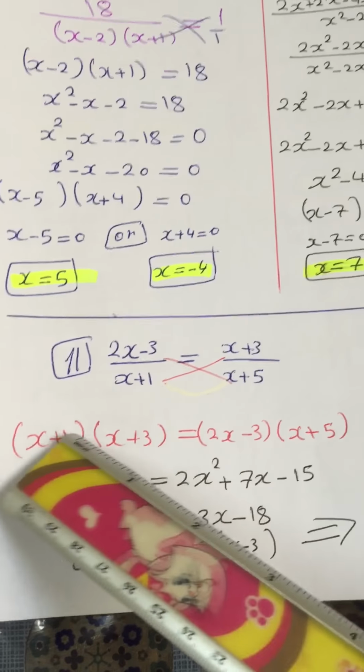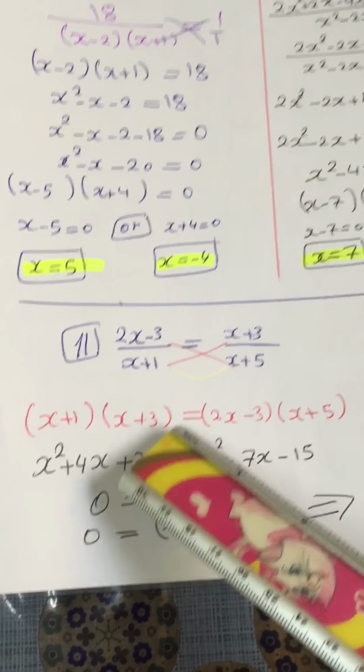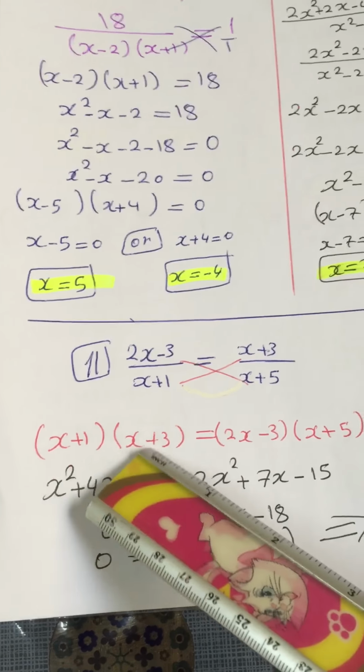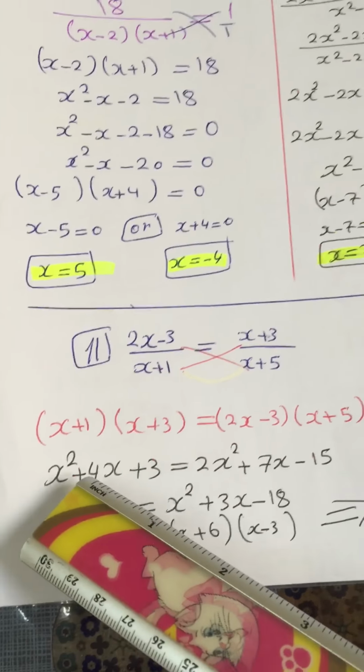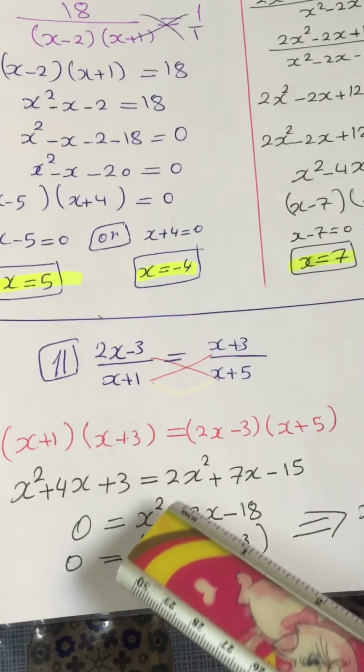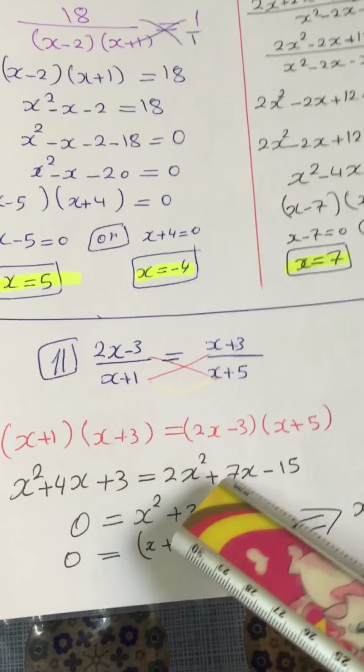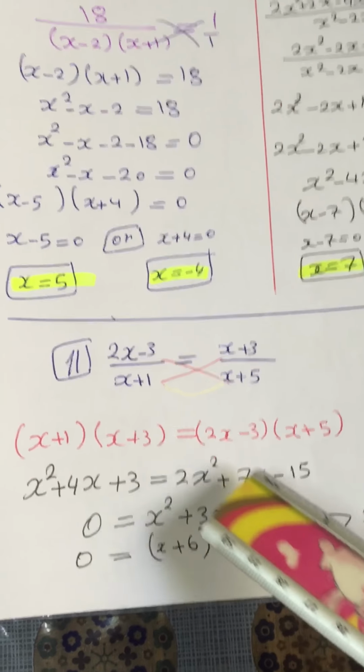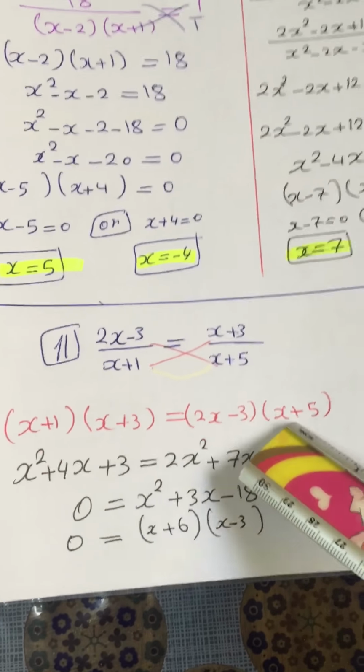It's allowed to change the places between them, equal. Now expand this, it will be x squared plus 4x plus 3. And here it will be 2x squared plus 7x minus 15. Of course, you know how you can expand these two brackets.